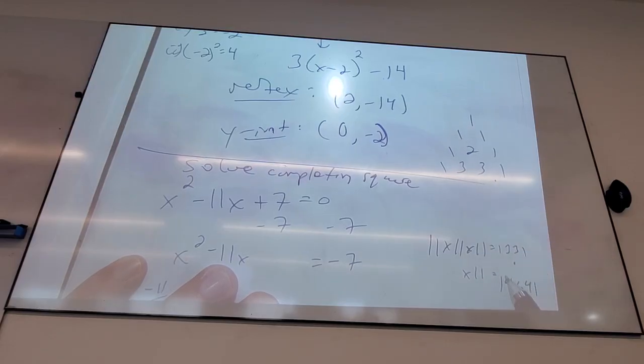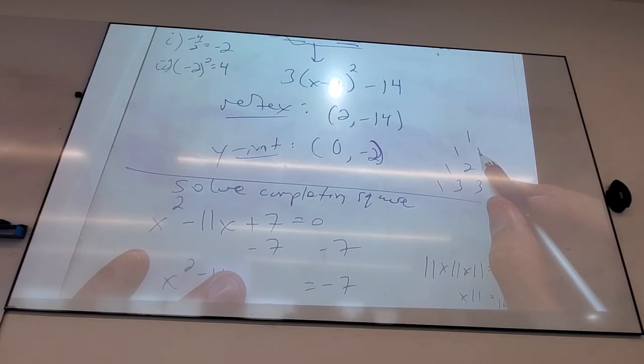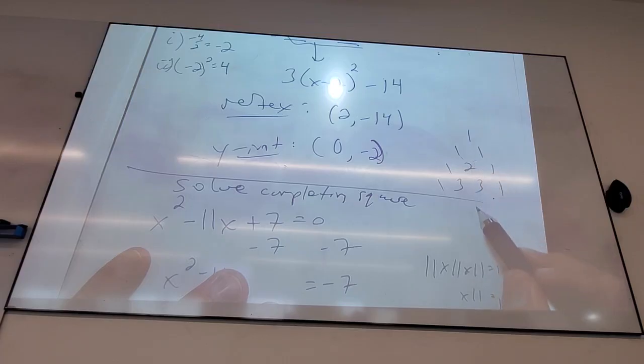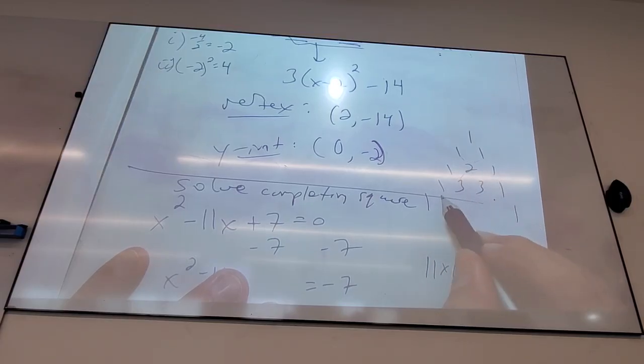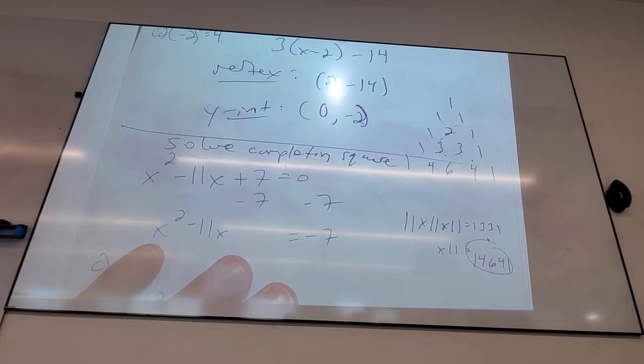Do you see how this is built? Just a real quick side note: see how there are ones on the outside? 2 came from 1 plus 1, 3 came from 1 plus 2. Can you tell me what the next line would be? 1's on the outside, 4, 6, 4, 1, right? Which is 11 to the 4th power.